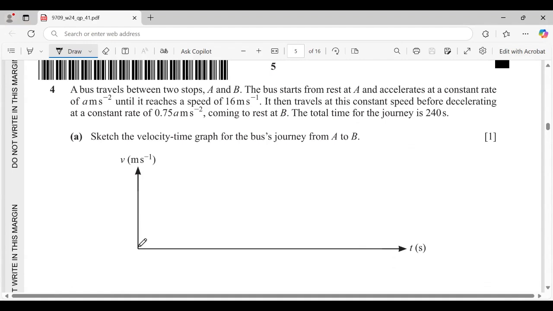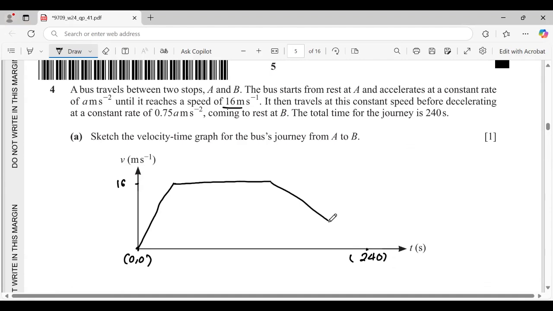We're going to start from the origin, here 0, and then 16 meters per second here, based on this information, the maximum speed. So it's going to be like this, the acceleration until 16 meters per second, and then constant, and it will end at 240 here, and decelerates to 240, like that. So this is the trapezium.